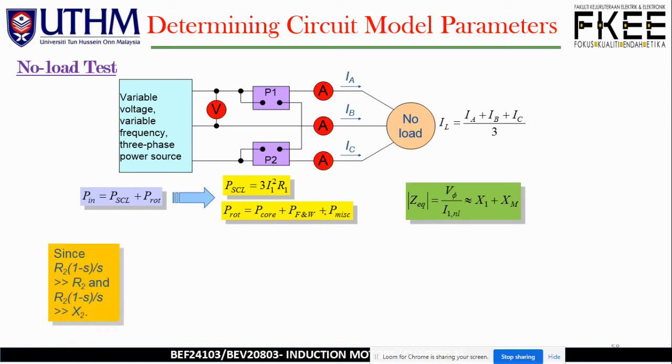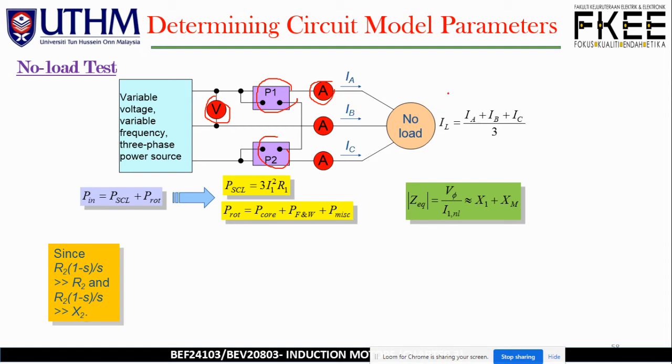So what about the no load test? This is the diagram of how we can experimentally set up our no load test. We have a variable voltage, variable frequency, 3-phase power source. We have our voltmeter over here between line 1 and line 2. We have our power meters P1 and P2. We have ammeters in series for line 1, line 2, and line 3, giving the respective currents IA, IB, and IC.